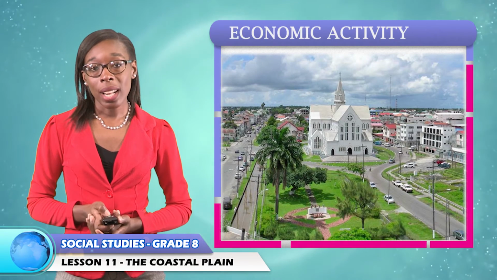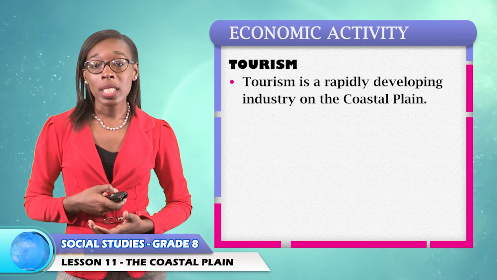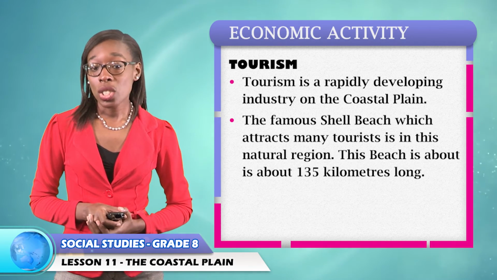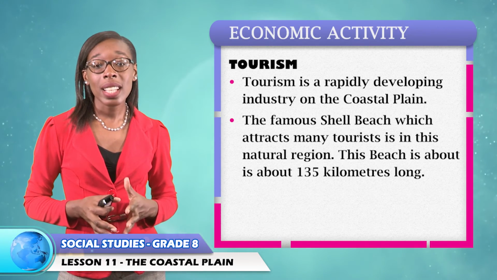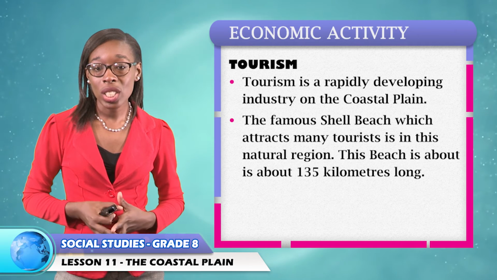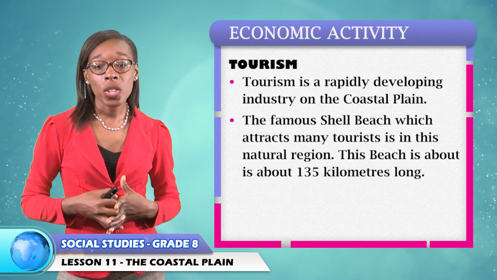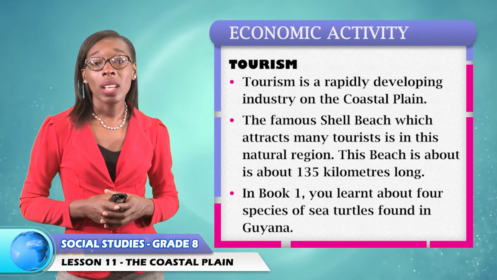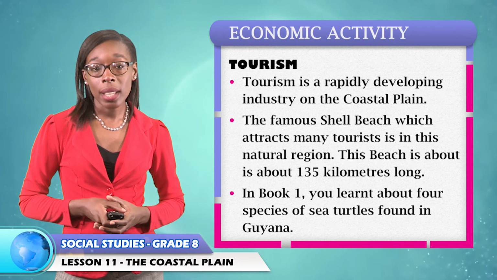The fourth economic activity is tourism. Tourism is a rapidly developing industry on the coastal plain. The famous Shell Beach, which attracts many tourists, is in this natural region. The beach is about 135 kilometers long. In Book 1, you learned about 4 species of sea turtles found in Guyana.